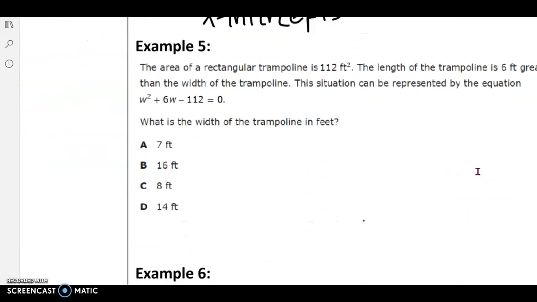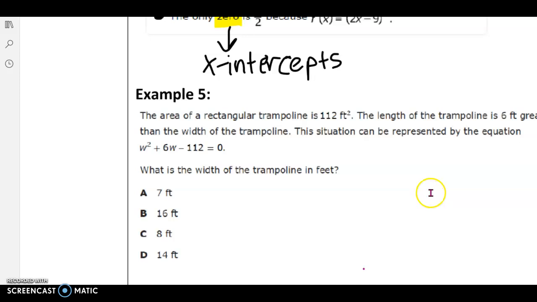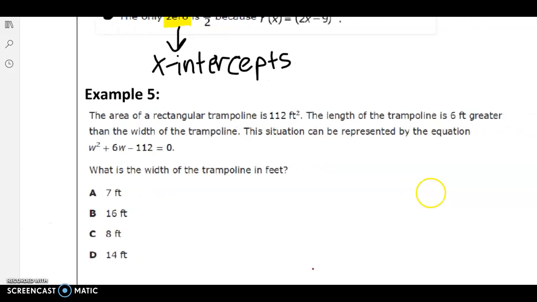All right, this one is even curiouser. Okay, let's read through it. The area of a rectangular trampoline is 112 feet squared. The length of the trampoline is 6 feet greater than the width of the trampoline. This situation can be represented by the equation below. What is the width of the trampoline?